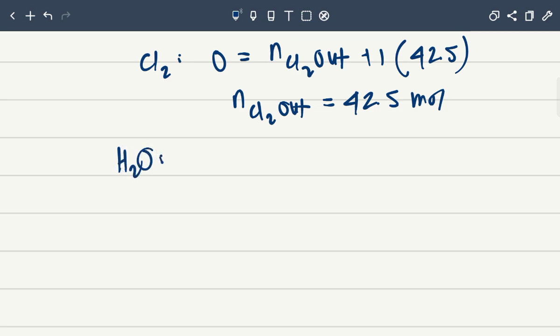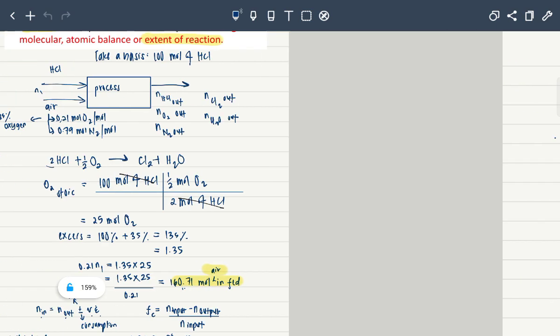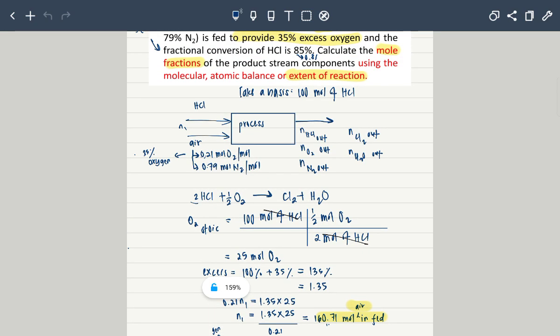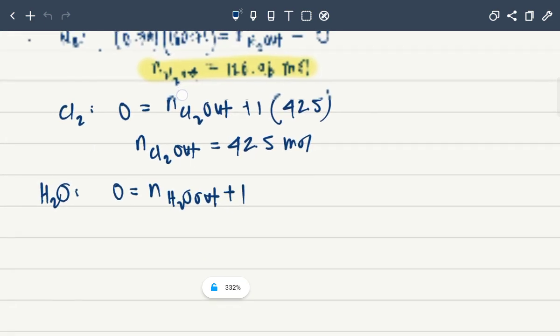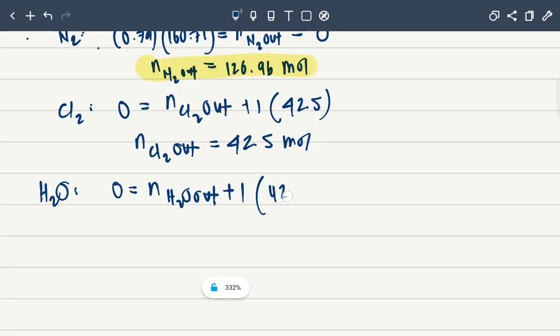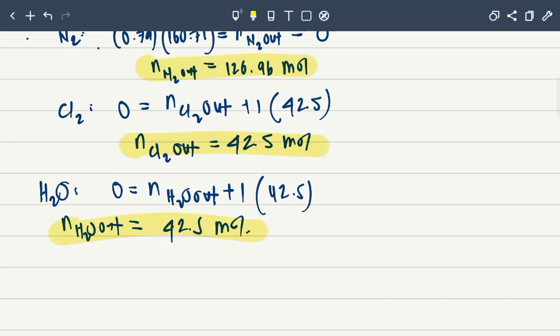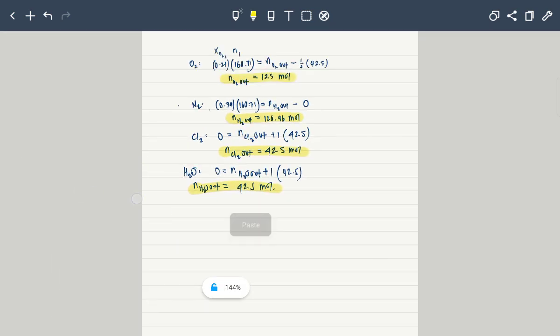So last H2O kan. H2O masuk tadi tak ada kan. So kosong lah. And H2O out plus 1. Sebab apa 1? Sebab dia kat sini. Sebab apa plus? Sebab dia adalah generated. So 42.5. So dapat jawapan lah. And H2O out 42.5 mol. And this is your answer. Okay, dah settle lah. Kita mencari. Sangat berpeluh ya mencari benda ni.